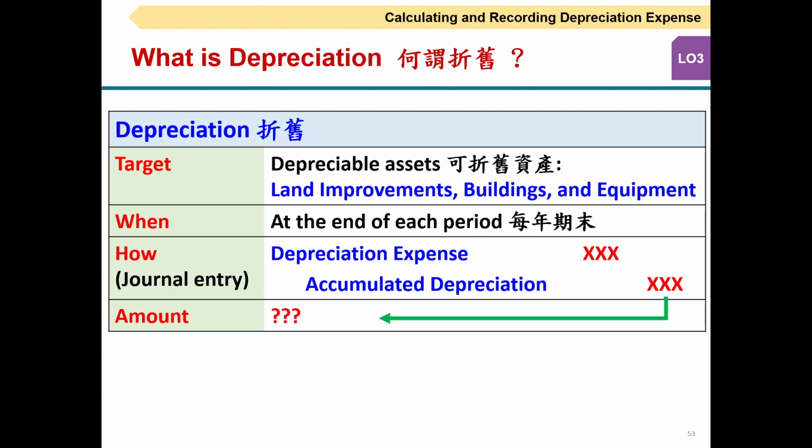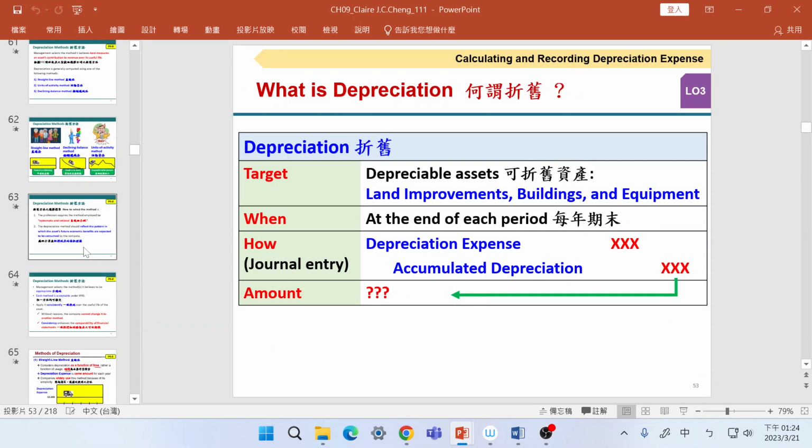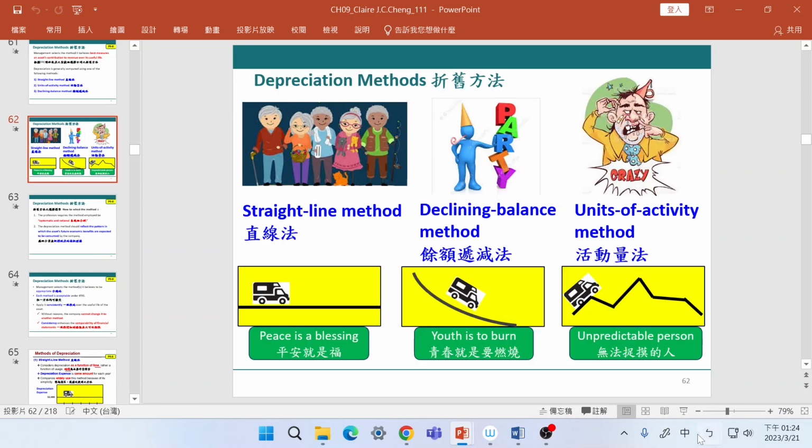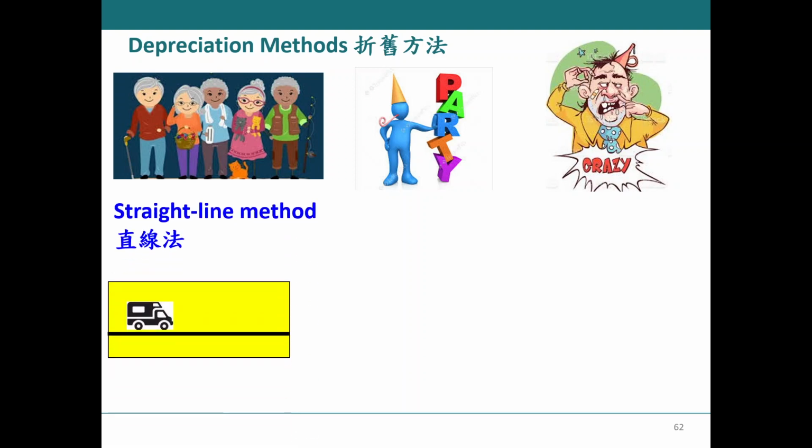Anyone? You are Ben. Yeah, Ben. Straight line method. Unit of activity method. Declining balance method on your page 62. So page 62, straight line method, 直线法.